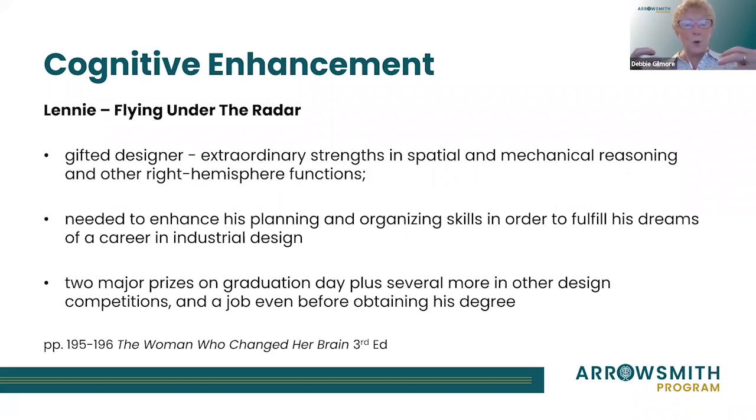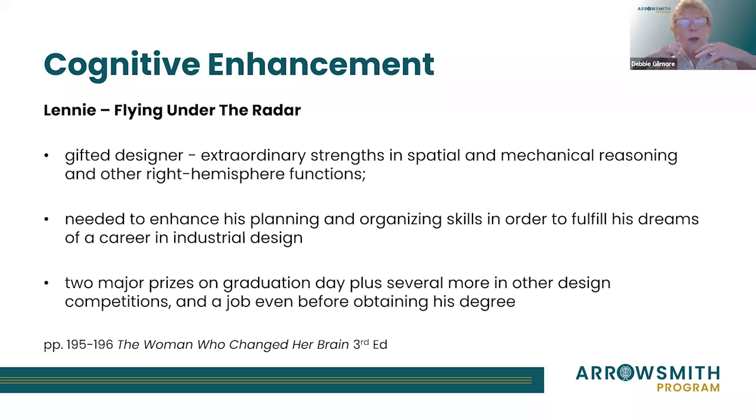There's also people who are really talented at certain things in their lives, like Lenny. Now, Lenny is a case study in Barbara's book. I think the page is there, page 195 in the third edition of Barbara's book. So Lenny was a gifted designer. He had extraordinary strengths in spatial and mechanical reasoning. And if you want a definition of that, it's on our website. And he had other right hemisphere functions that were really strong.